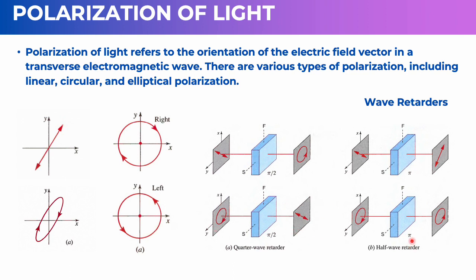Whereas a half wave retarder leaves the nature of the wave the same, so a linearly polarized wave stays linearly polarized, and a circularly or elliptically polarized one stays the same, but it changes the direction. So a left circularly polarized wave turns into a right circularly polarized wave, and so on. So that's about wave retarders. There are many other polarization instruments as well that help us change the polarization of light, and this can be used in many technologies.